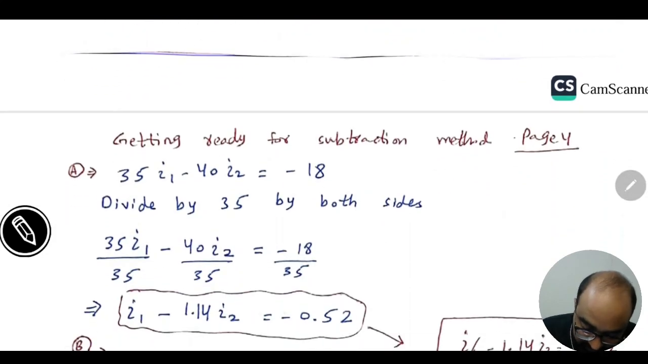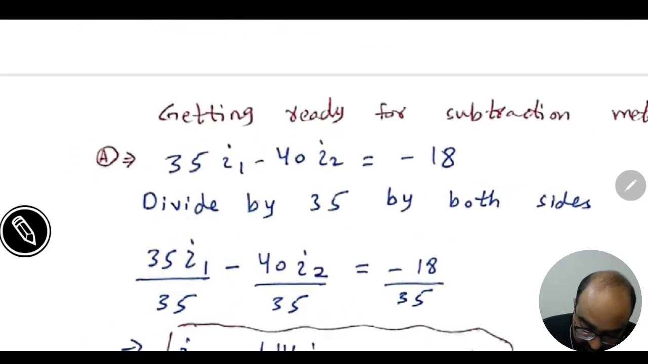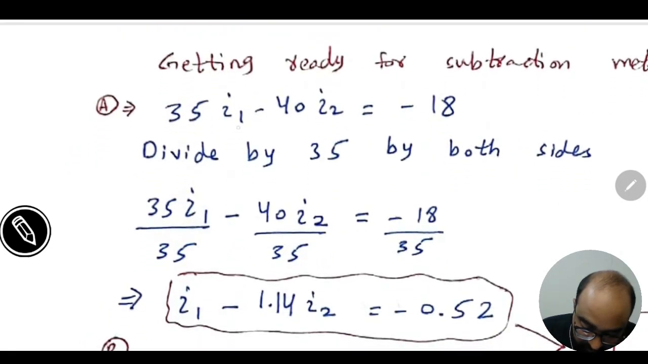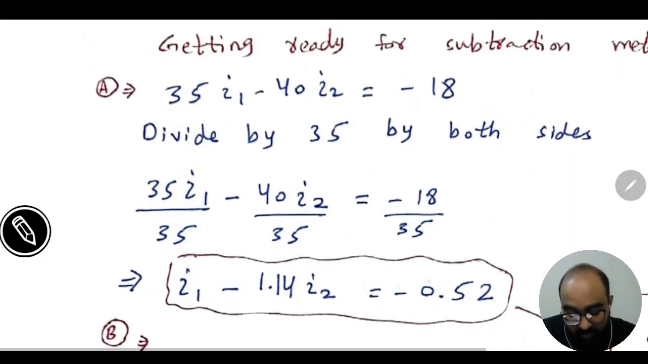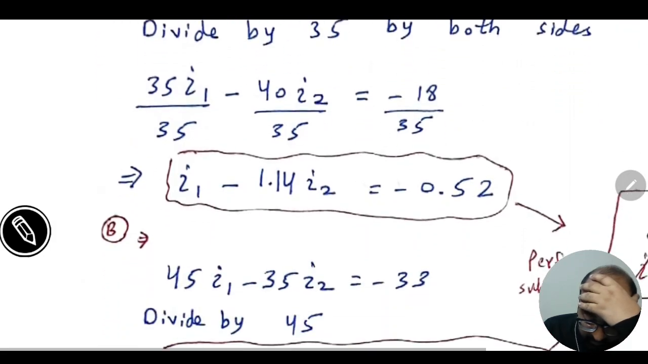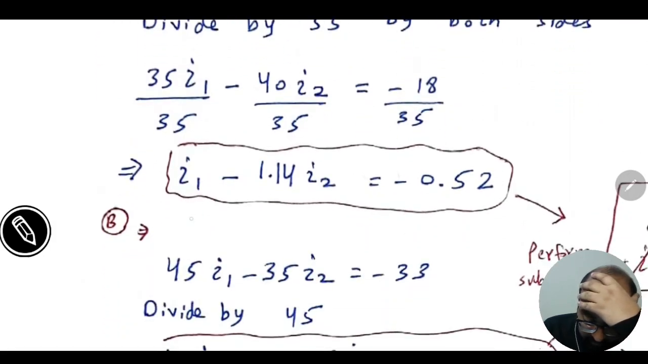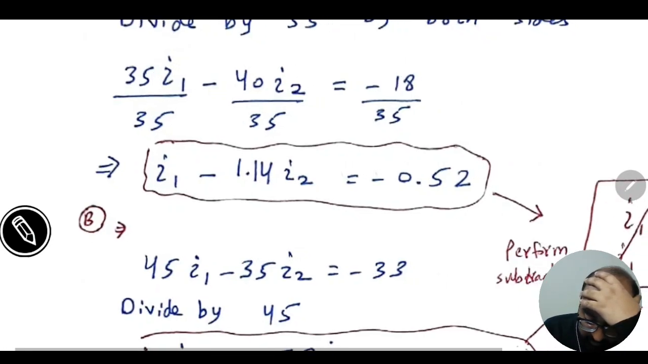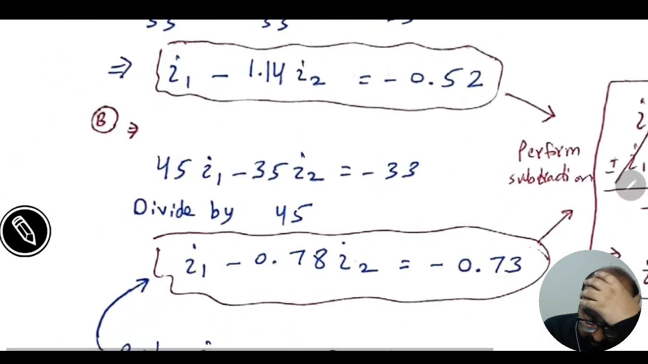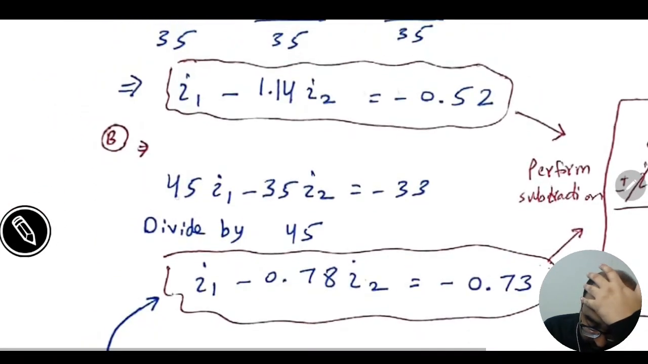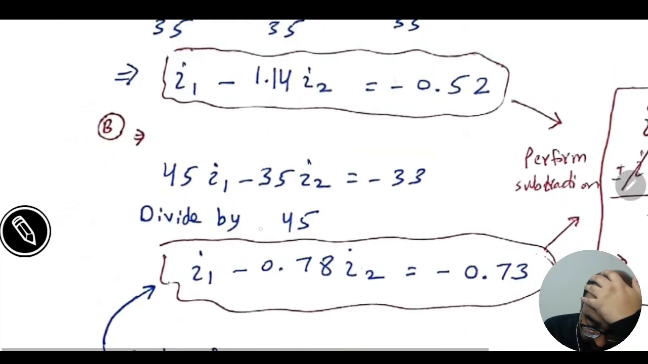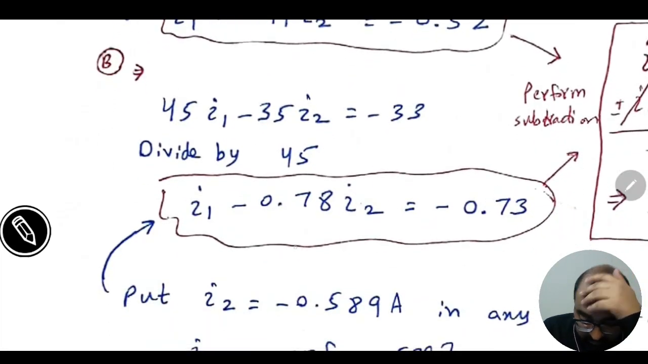Getting ready for the subtraction method. Equation A: 35 I1 minus 40 I2 is equal to minus 18. So divide the whole equation by 35, and we will get this equation: I1 minus 1.14 I2 is equal to minus 0.52. And similarly for equation B, we will simplify it by dividing by 45 on both sides. We will get these equations.